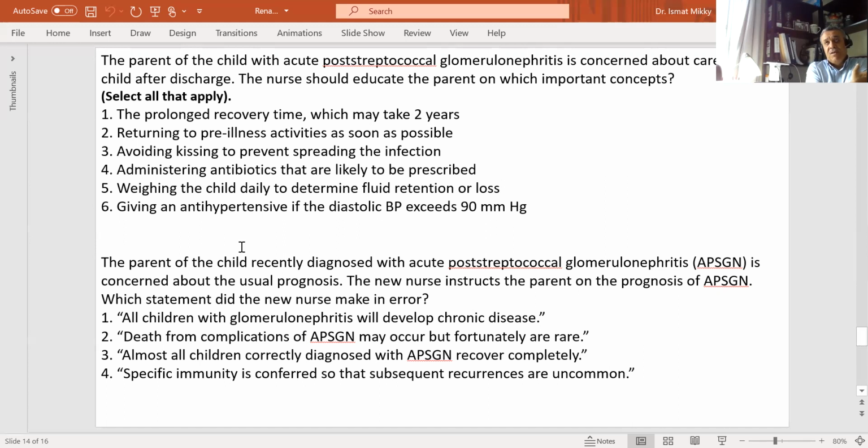So first of all, it affects both kidneys equally. Now, like pyelonephritis, it may affect only one side. Here, it's an autoimmune disease, so it's in the blood, so it will affect both kidneys equally. So first of all, the answer would be the prolonged recovery time, which may take 2 years.